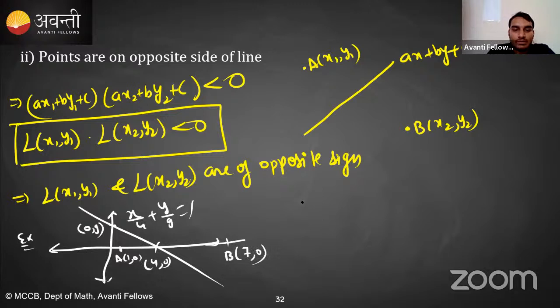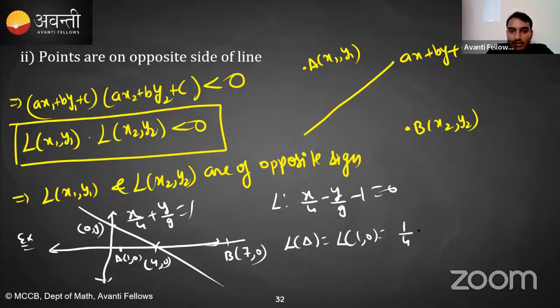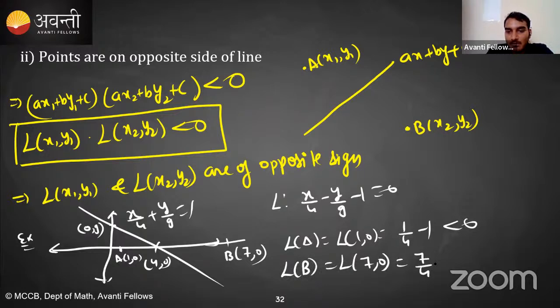Okay, clear? What is L? L is nothing but x by 4 plus y by 9 minus 1 is equal to 0. What is L of A? L of A is L(1, 0), which is 1 by 4 minus 1, which is less than 0. What is L of B? L of B is putting (7, 0), which is 7 by 4 minus 1, which is greater than 0. So L of A and L of B are of opposite sign. One is negative, the other one is positive. They have to be, because A and B are lying on the opposite side of the line.